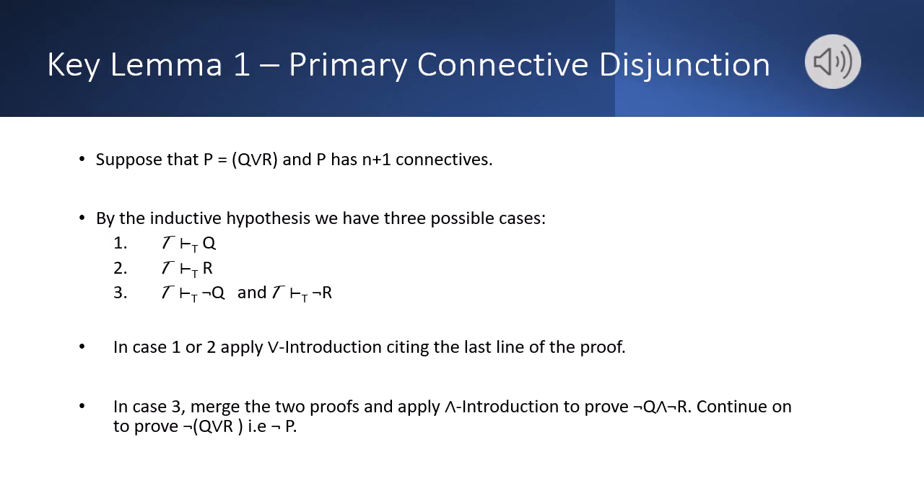And therefore, by our inductive hypothesis, there are three possible cases. First, our assumptions, script T, could prove the sentence Q. Second, it could be the case that script T proves the sentence R. And then if case 1 and case 2 both fail, meaning there's no proof of Q and there's no proof of R, because they have n or fewer connectives in them, there will be a proof of their negations. So the third case is that from T, there's a proof of the negation of Q, and from T, there's a proof of the negation of R.